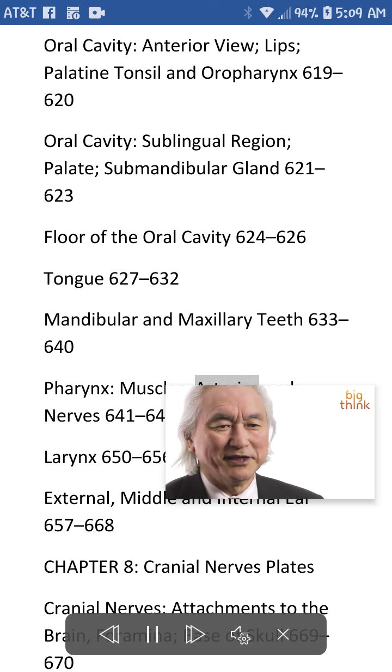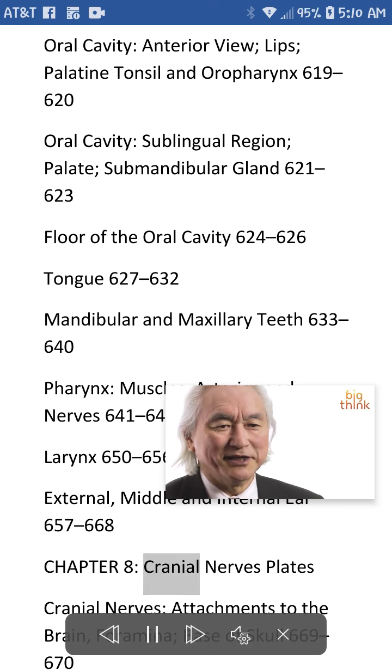Pharynx, muscles, arteries and nerves, 641 to 649. Larynx, 650 to 656. External, middle and internal ears, 657 to 668.